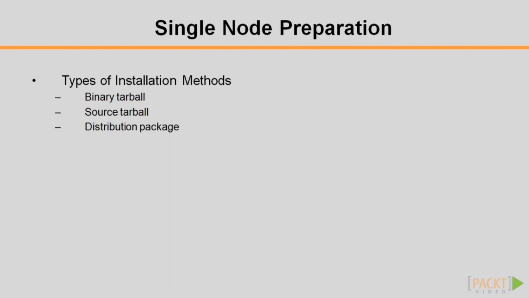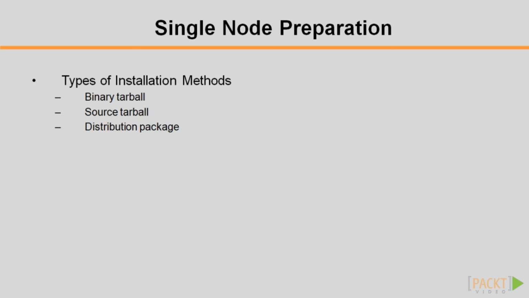Three methods are available: binary tarball, source tarball, and distribution package. Binary tarball is a tar.gz or zip file containing the ready-to-use binary files, jar libraries, and sample configuration. Source tarball is another tar.gz or zip file containing the source code of Cassandra and allows you to compile and build from source. It requires a compiler, libraries, and build tools to produce the binaries.